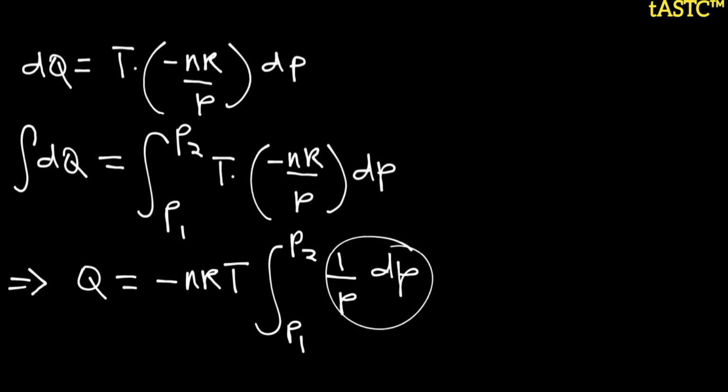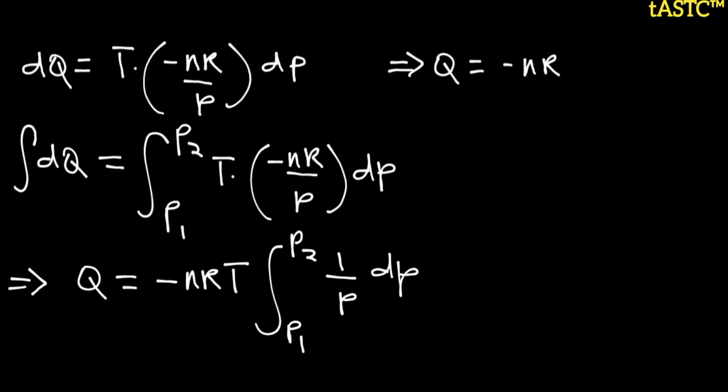So we need to work this. Now this should come off pretty simple. We know that the integral of 1 over P is going to give us ln P. So this is going to be Q equal to negative nRT ln P. Now this is going to be at the upper limit of P2 and the lower limit of P1. So what does that mean really?